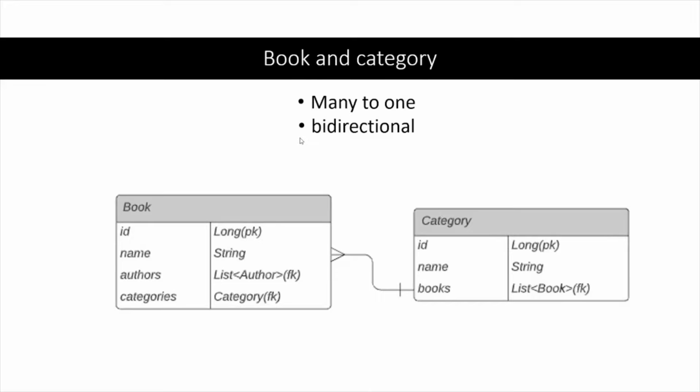The book and category entities will have a many-to-one relationship. This means that a category will have multiple books, but a book can only have one category. This relationship is also bidirectional, and this means that the category entity will have a reference to the books, and the books entity will have a reference to the category entity.